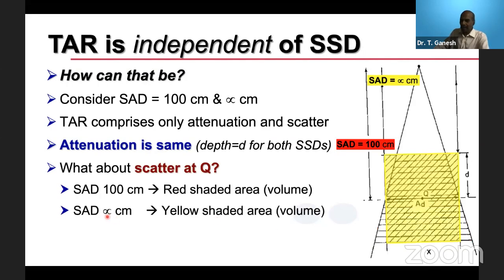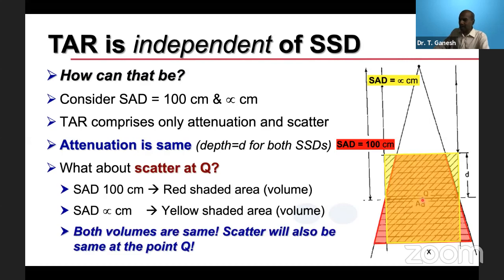Now take SAD equal to infinite centimeter. Now that is the yellow shaded area, and from here the scatter is going to reach point Q. And if you look at both, for the divergent beam, this area we are missing. However, this red area is added. And for yellow, we get added region here, these two triangles, but the yellow region is missing out on these red triangles. See, whatever has been lost here has been gained here, and vice versa.